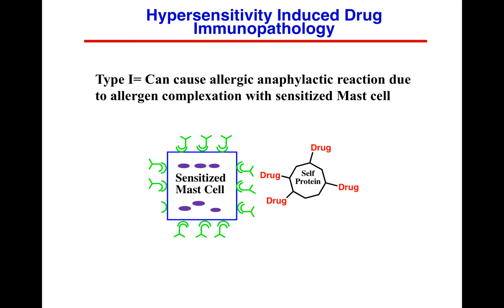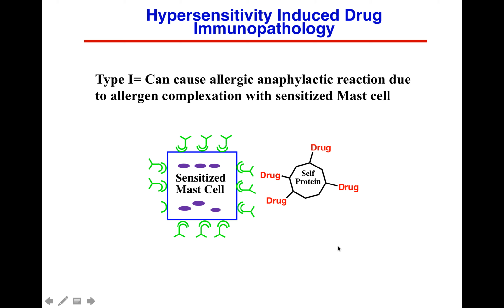Type 1 can cause allergic anaphylactic reactions due to allergen complexation with mast cells. If you have a self protein to which several copies of the drug are bound, that's an allergen because it's polyvalent with the same epitope, and the antibody, the IgE, can bind to the drug, which is the epitope, and activate the mast cells.